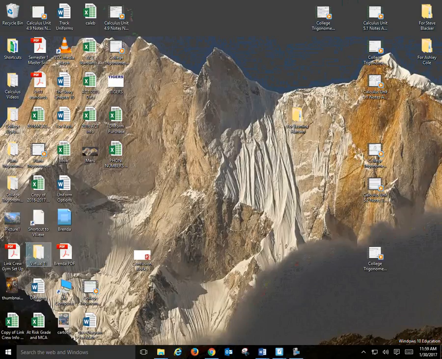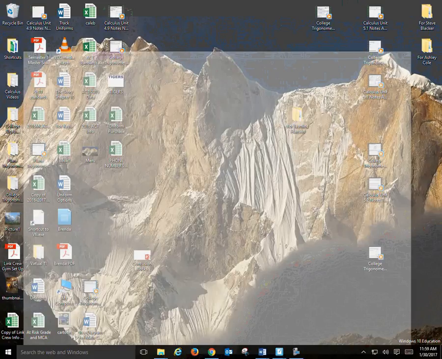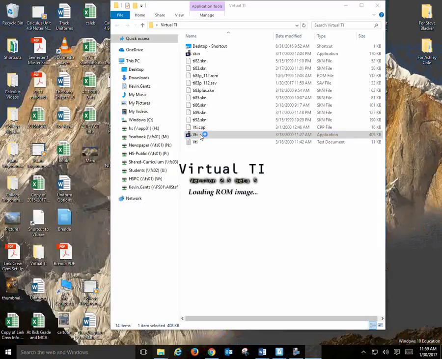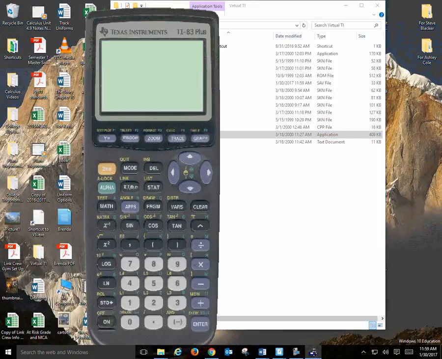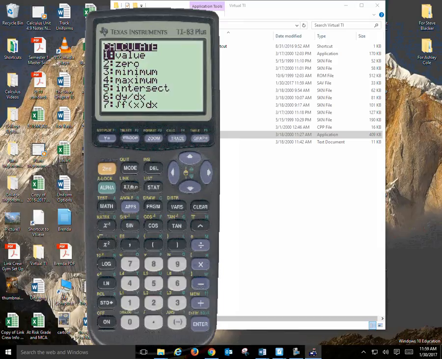I take out my handy dandy calculator. Hopefully we do not get another invalid floating point error. Awesome. So y equals, what's our function? I'm going to check my answer by doing second calculate, number 7, going from 0 to 4.